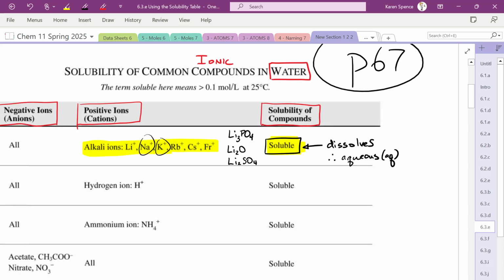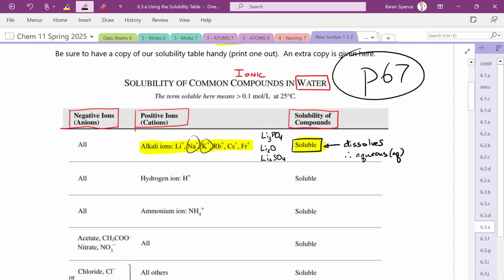We're going to put a bracket around the hydrogen ion because I really only want to be dealing with the ionic compounds at this point, and the hydrogen ion gives us acids, and that's going to be a little bit more complex, okay? So we're just going to leave that for now.